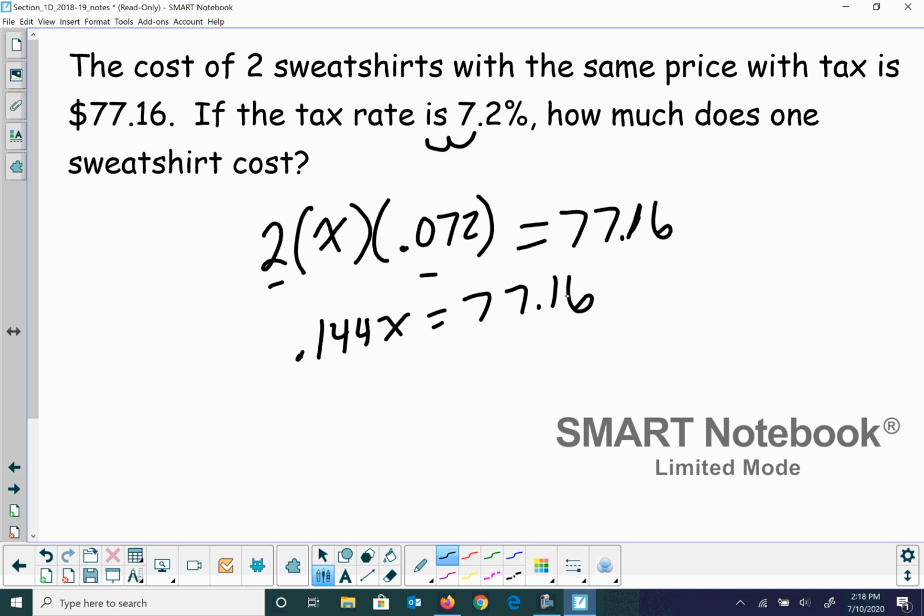And we're going to undo this. So 0.144x, we have to divide each side by 0.144. So I have 77.16 divided by 0.144. Ooh, I think I made an error in this problem because I came up with like $535,000. Holy cow. All right, so let me scratch this and let's go back and take a look.